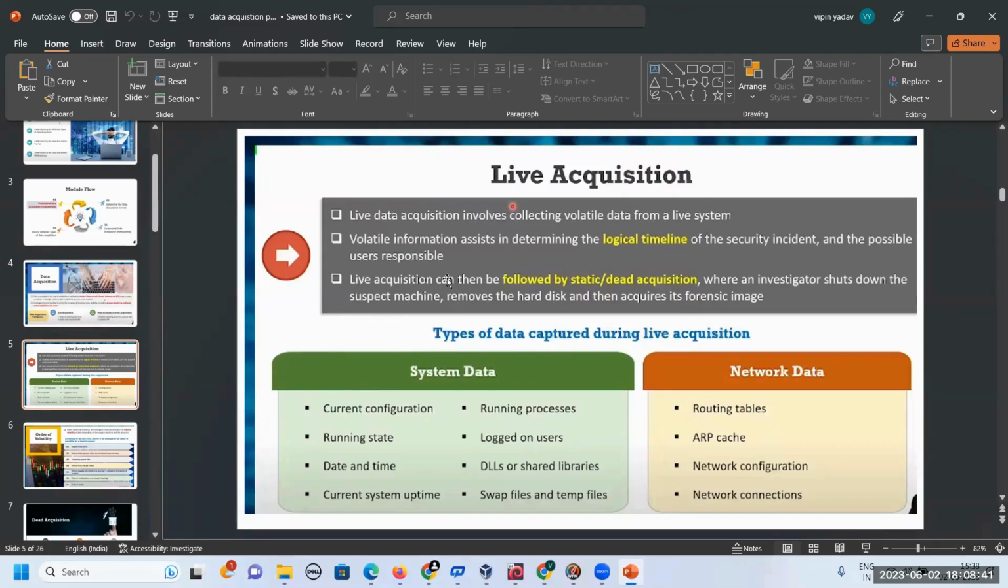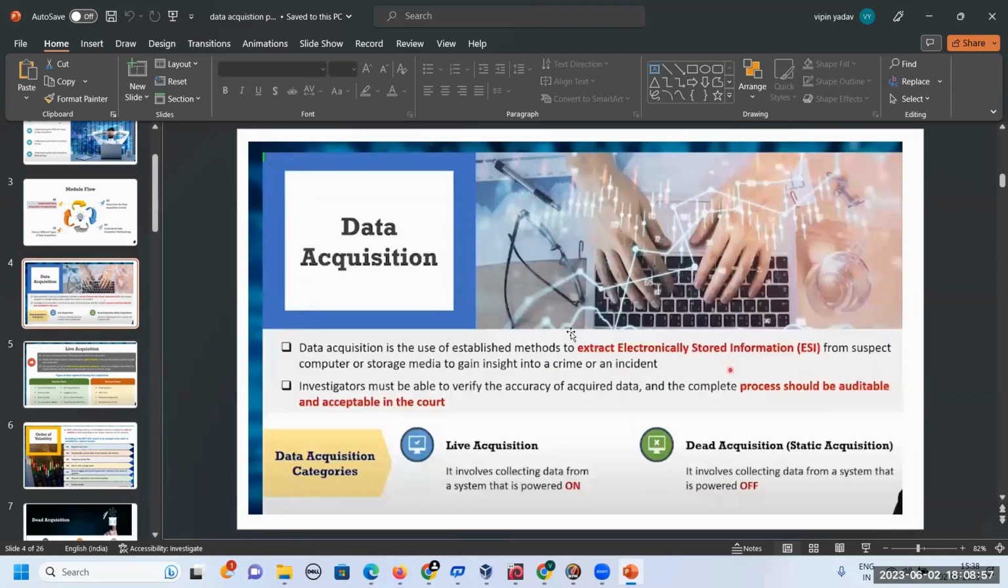Live acquisitions can then be followed by static data acquisitions, where an investigator shuts down the suspect machines, removes the hard disk, and then acquires its forensic image. Actually we have talked many times about volatile data, in each class. But I know nobody asked how to acquire this volatile data.